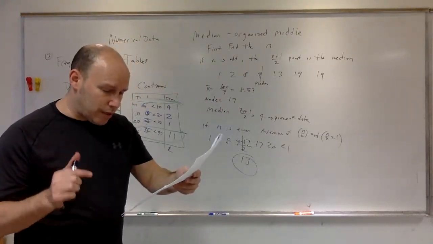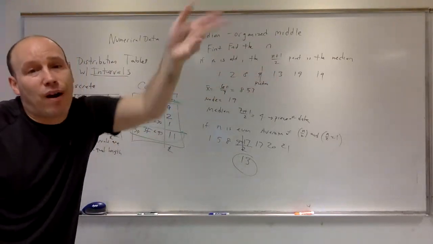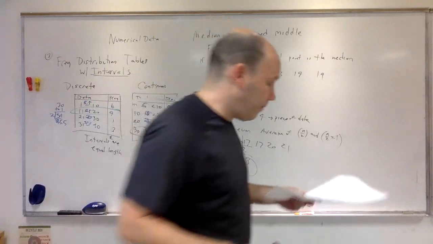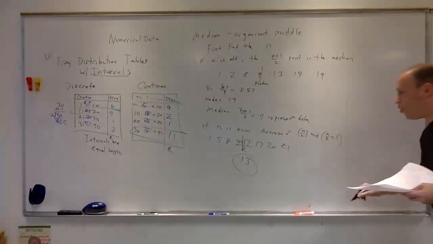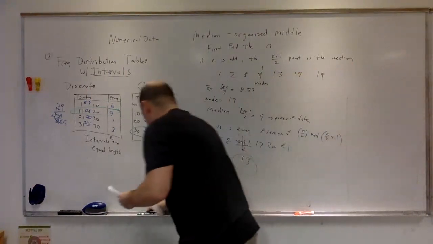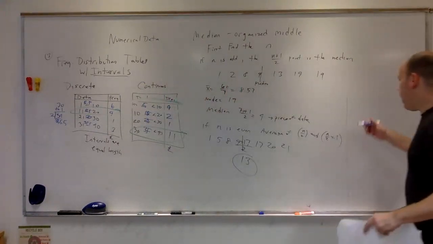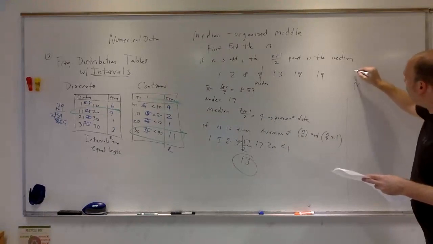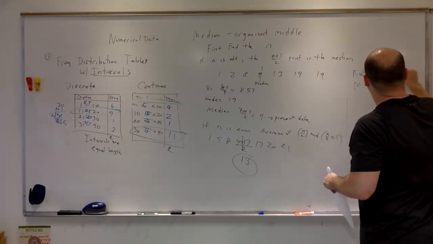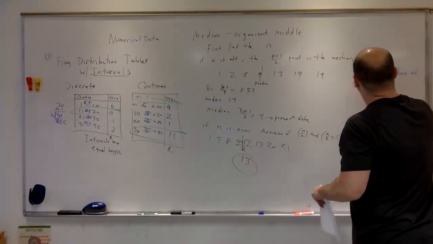The question now is, how do we figure it out with frequency tables? Because I can't lay the data out in front of me. Once again, the question is, how do I find the median with frequency tables? The idea is, finding the median with a frequency table.